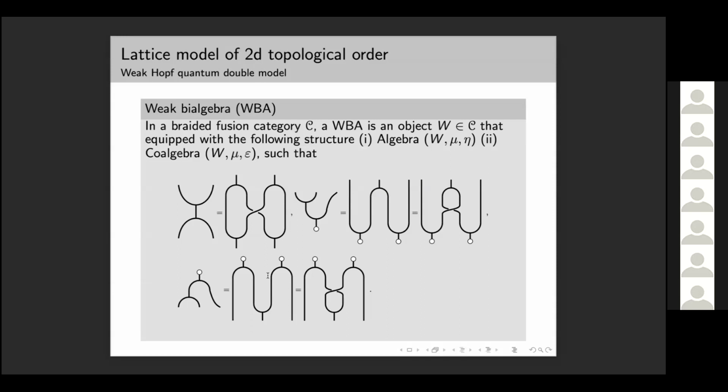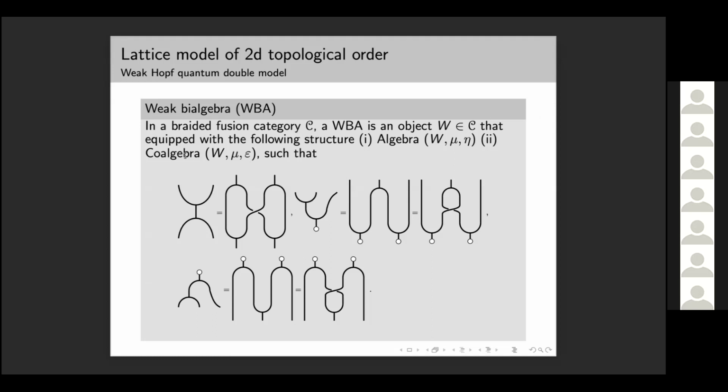To define the Hopf algebra, we first need to define the weak bialgebra. Here we give a definition for an arbitrary given braided fusion category. In this category, a weak bialgebra is an object W equipped with two structures. The first is an algebra structure, with two morphisms. One is mu, the product morphism from W tensor W to W. The other is eta, the unit morphism from the tensor unit to W.